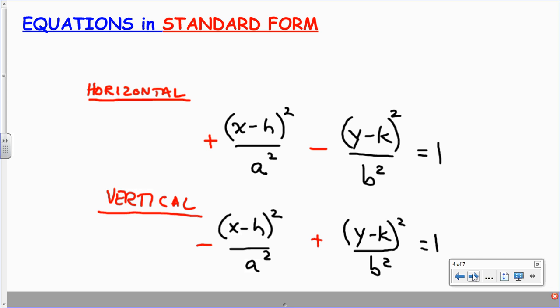Okay, so it's a horizontal hyperbola, so it opens left and right, if the x is positive. It's a vertical hyperbola, so it opens up and down, if the y is positive. Otherwise, that looks just like the equation of an ellipse. A will be your horizontal distance, B will be your vertical distance still. Okay, H and K is still your center.